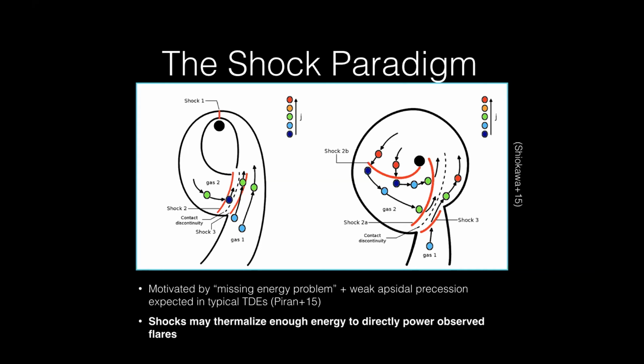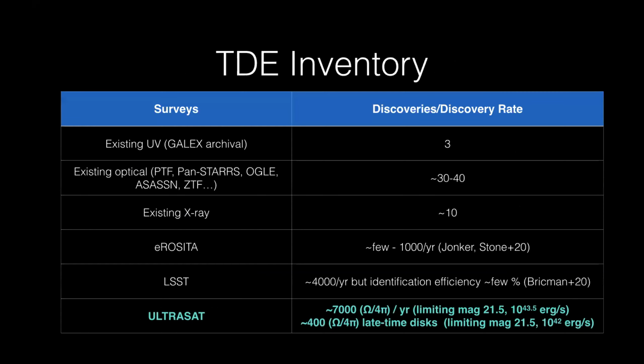But expanding our sample, as Ultrasat is poised to do, would potentially do a lot to help solve this problem and allow us to build first principles models for TDE emission. And when I say Ultrasat is poised to expand our sample, here is a quick and dirty estimate I made this morning for the potential discovery rate from Ultrasat. So take this with a grain of salt.